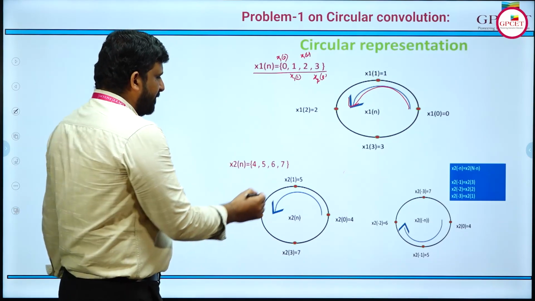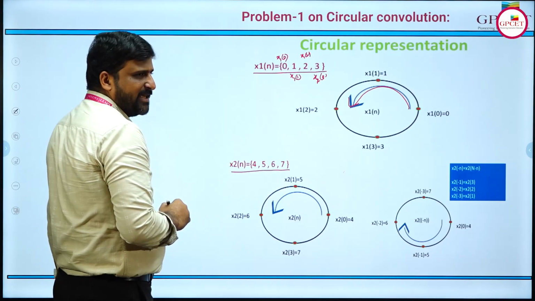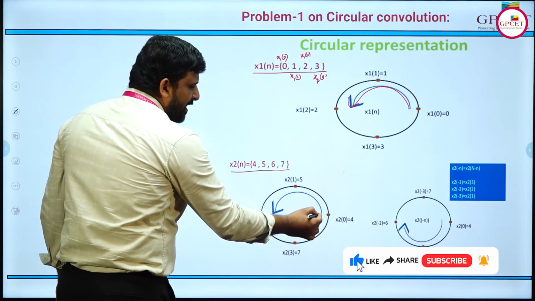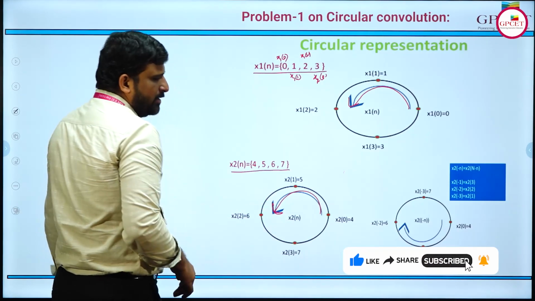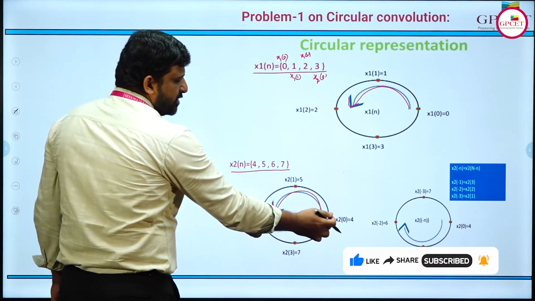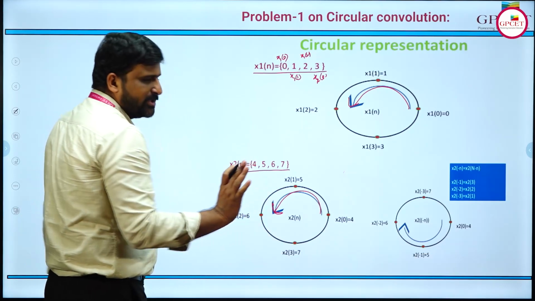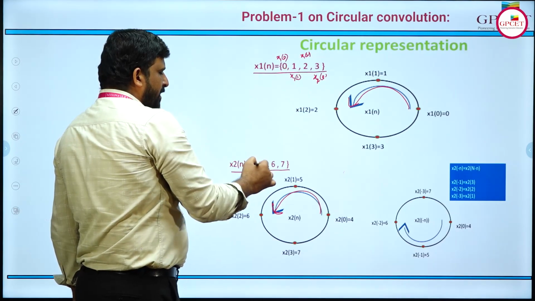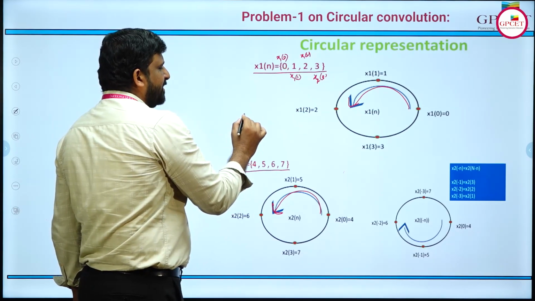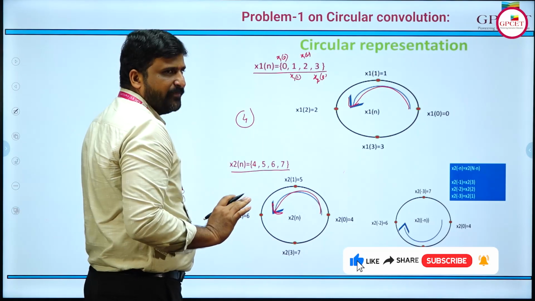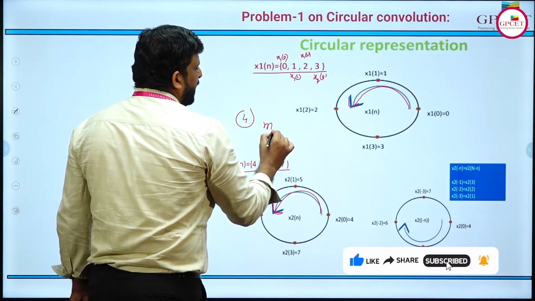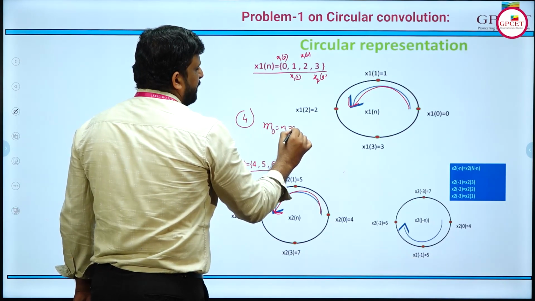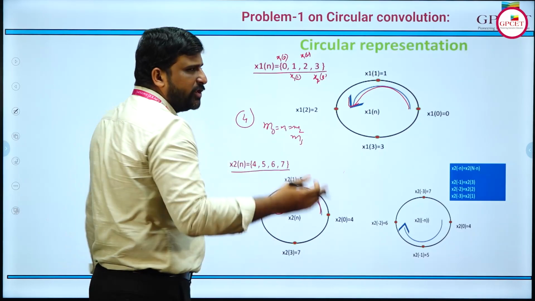Now the second sequence given is x2 of n equal to 4, 5, 6, 7. Similarly, I am drawing the same total 4 values in anti-clockwise direction, that is x2 of 0, x2 of 1, x2 of 2 and x2 of 3. Now you can see that in both x1 of n and x2 of n, the length is 4. Okay, 4 values are given. That means we need to do the circular convolution for 4 times: m equal to 0, 1, 2 and 3.